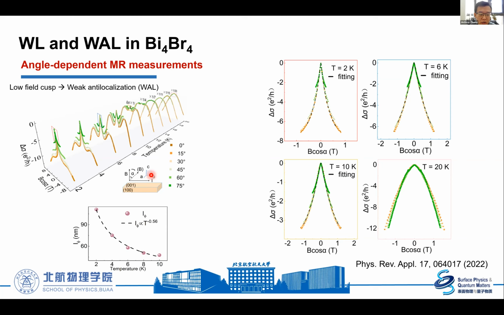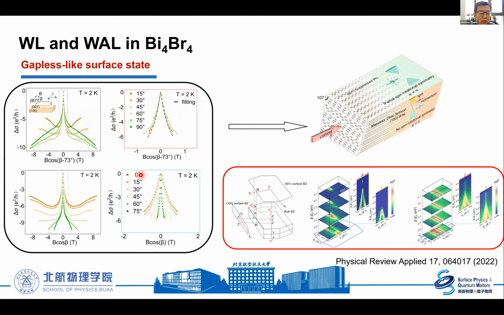Thus, we rotate the magnetic field along the plane perpendicular to the B axis. And in this case, we also do the projection of the magnetic field to the direction perpendicular to the 001 plane and the 1-0 plane respectively. We see that for the projection perpendicular to the 001 surface, there is no scaling behavior found here. And for the projection of the magnetic field to the 1-0 surface, the scaling behavior could be identified. This indicates that the weak anti-localization phenomenon is correlated to the surface state of the 1-0 surface.